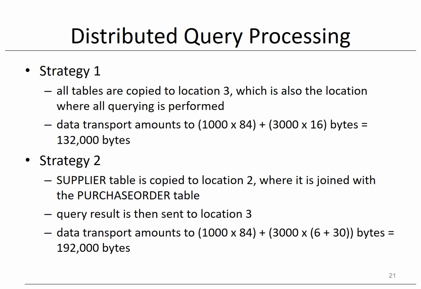Strategy 2. The supplier table is copied to location 2, where it is joined with the purchase order table. The query result is then sent to location 3. The data transport amounts to 1000 times 84 plus 3000 times 6 plus 30 bytes, which equals 192,000 bytes.